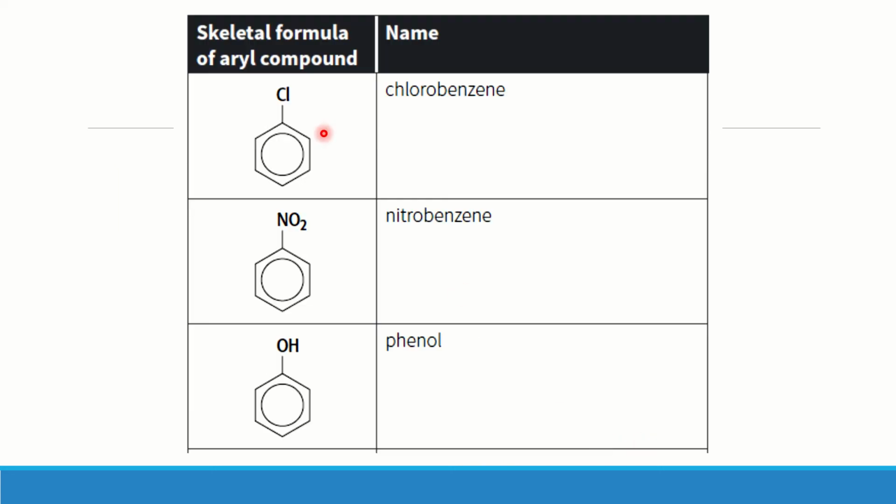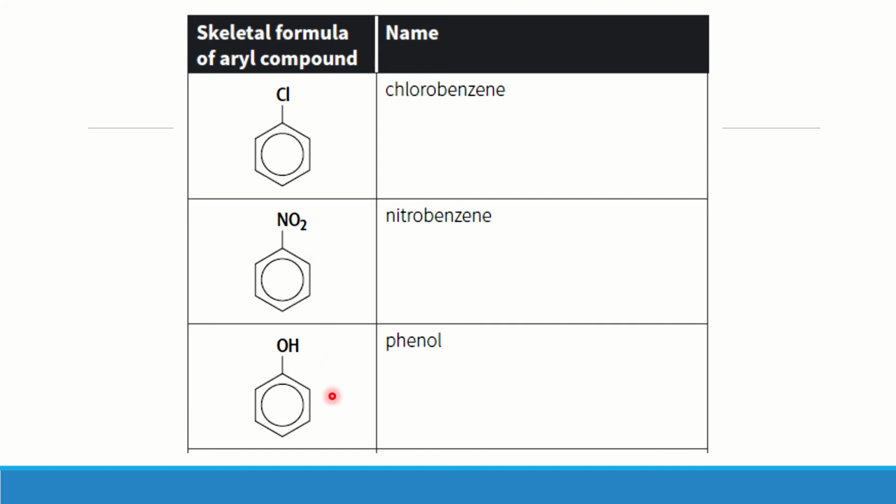Now, another one. I already explained chlorobenzene. Next one, same thing. Instead of putting chlorine here, I put NO2. NO2, the name is nitro. So, how do you name this? It will be nitrobenzene. Now, you don't have to put one nitrobenzene because that's the only NO2 that we have here. Unless you have more than one, then you have to give numbering.